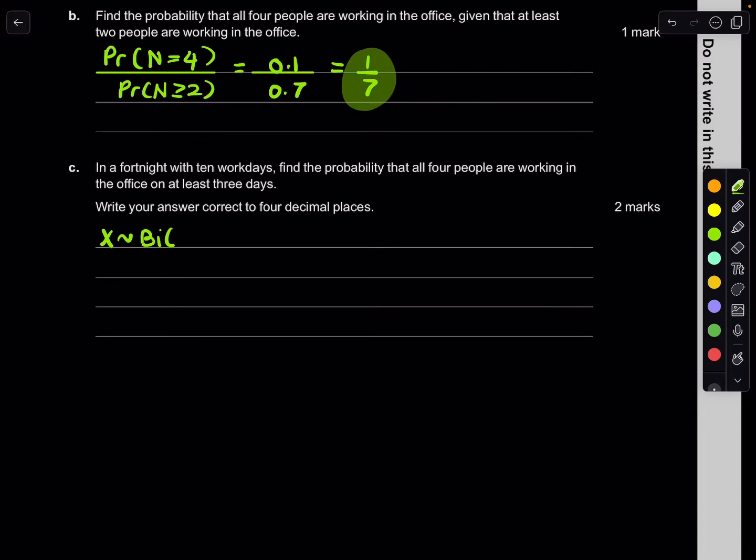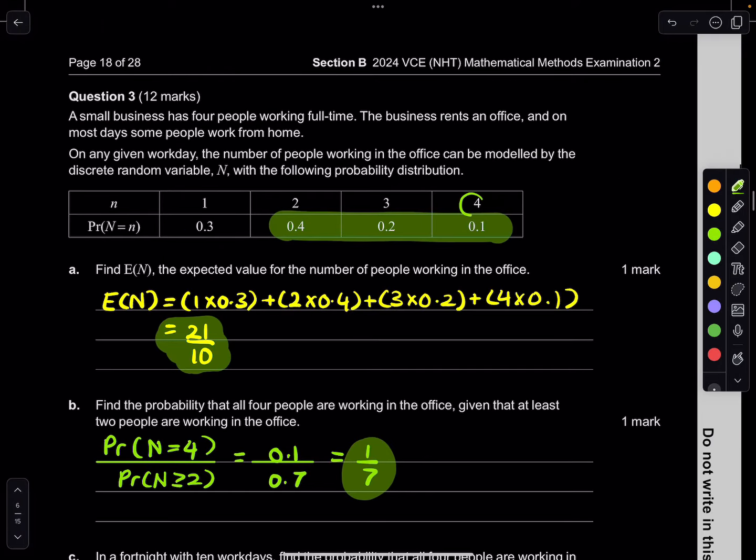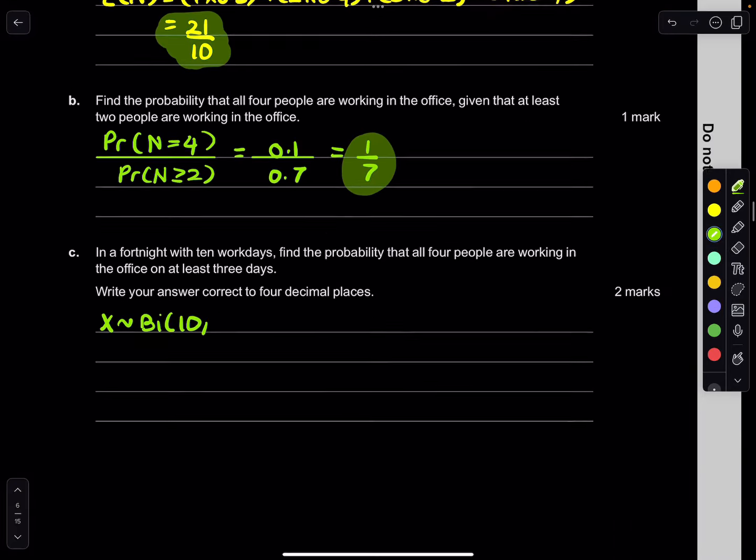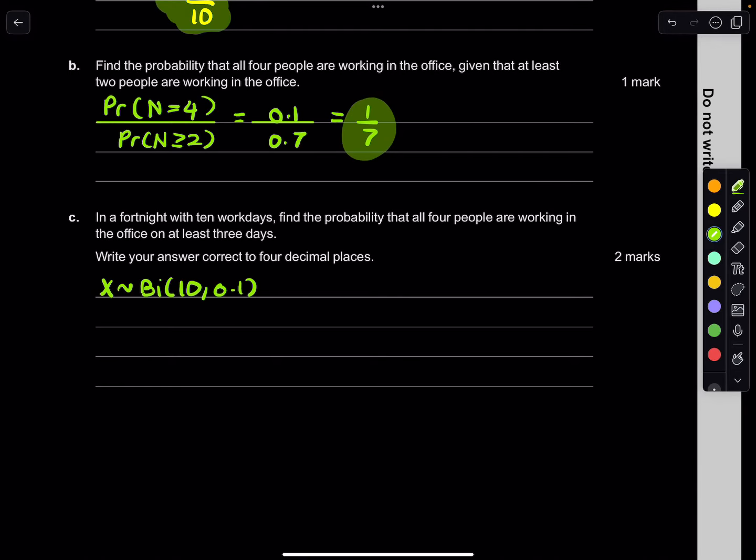So x is binomial, where n is the number of work days, 10. What's the probability of success that 4 people are working? We said that was 0.1 from here. So 0.1. All right, and we want to find the probability that all 4 people are working in the office on at least 3 days. So x is greater or equal to 3.